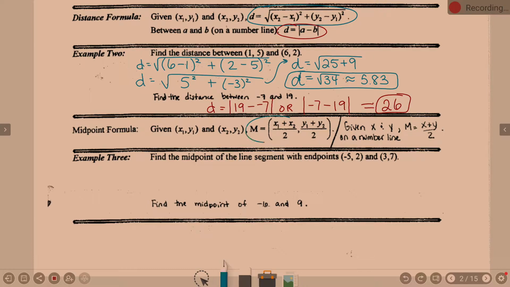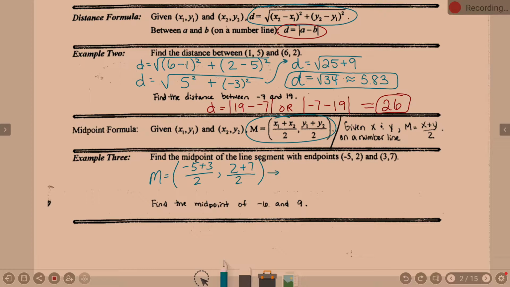So we do our first midpoint. The midpoint when endpoints are negative 5, 2 and 3, 7. Well, what am I doing for my x midpoint? Negative 5 plus 3 and then divide by 2. What am I doing for my y midpoint? Two plus 7, divide by 2. And then it's just clean it up.